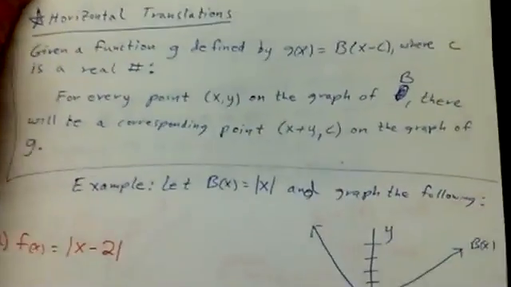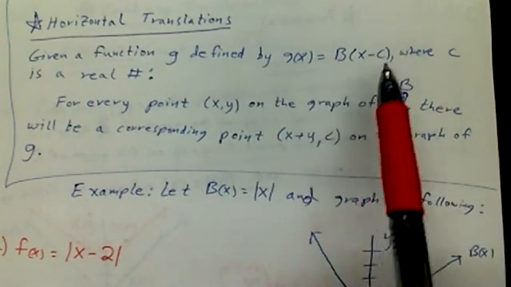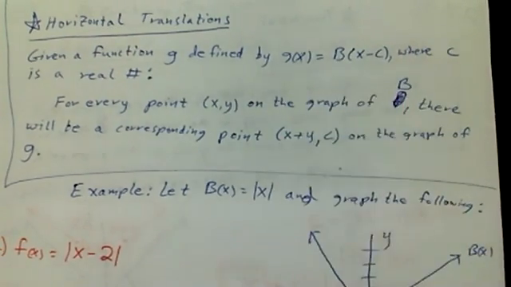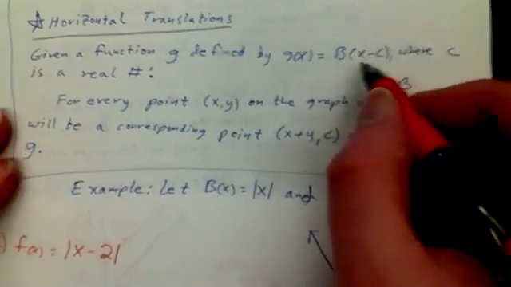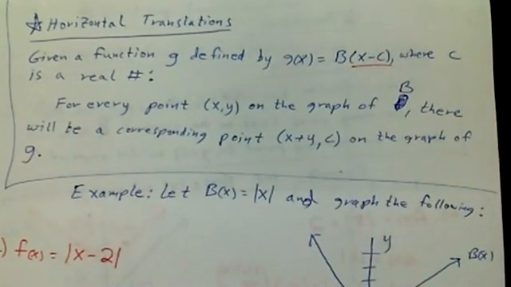Now I want to talk about horizontal translations. The only thing with this is it's a little counterintuitive. Given a function g defined by g of x equals the base function of x minus c, what I really want you to notice here is that now the transformation is happening inside of the base function, where c is a real number.